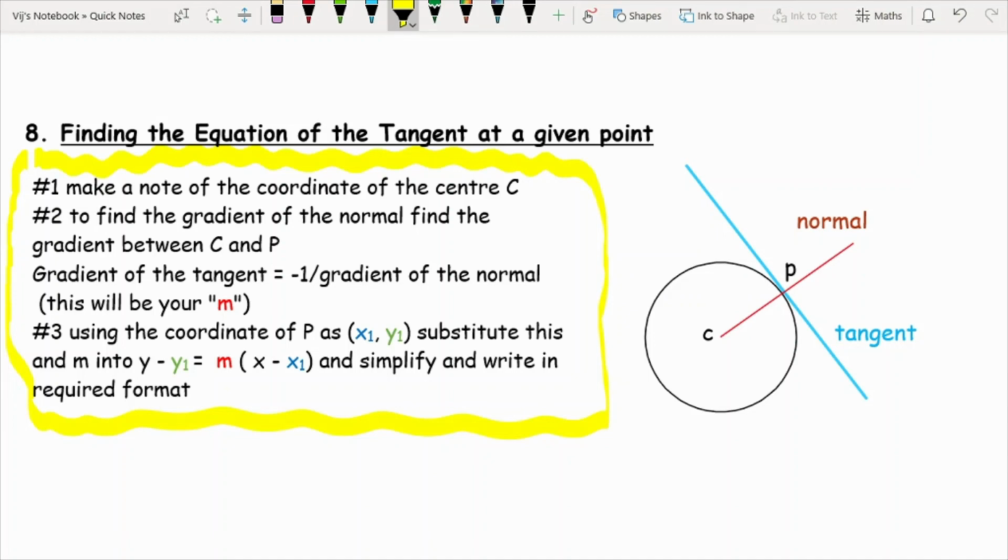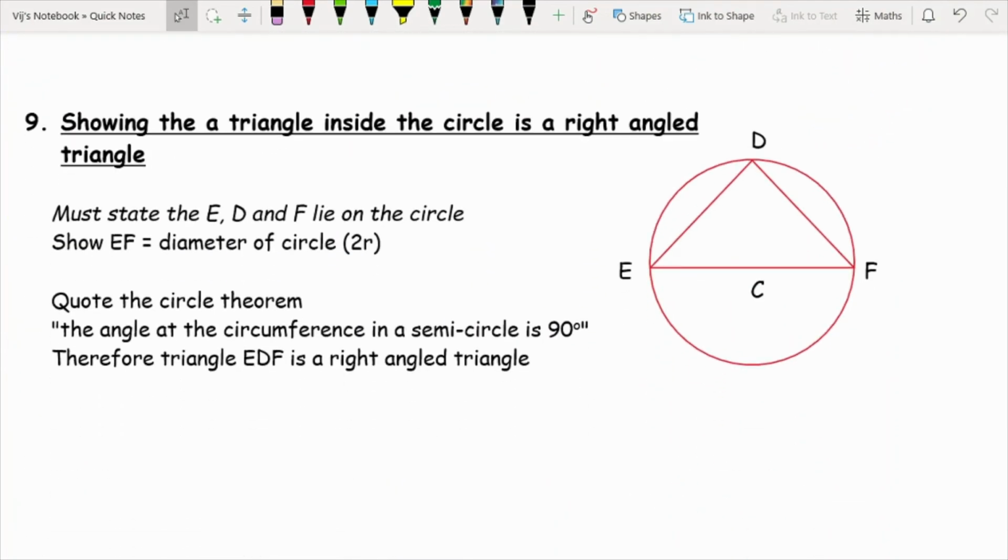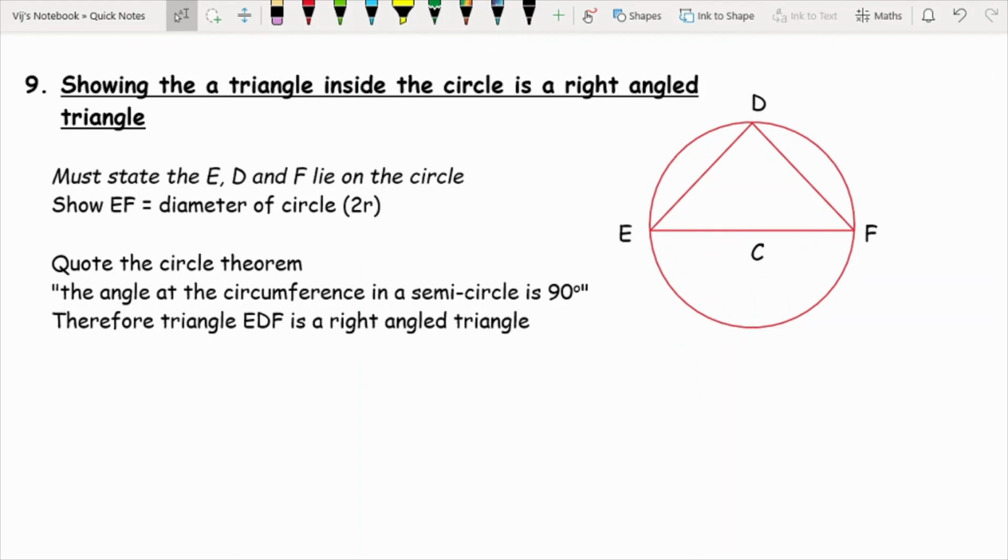and then we simplify that equation as requested. Then the last and final part of this video that we're going to go through is showing that a triangle inside a circle is right angled. Now this mixes in with a bit of circle theorems. So what I've done here is just drawn a diagram where we've got our three coordinates D, E, F and our centre mark C.